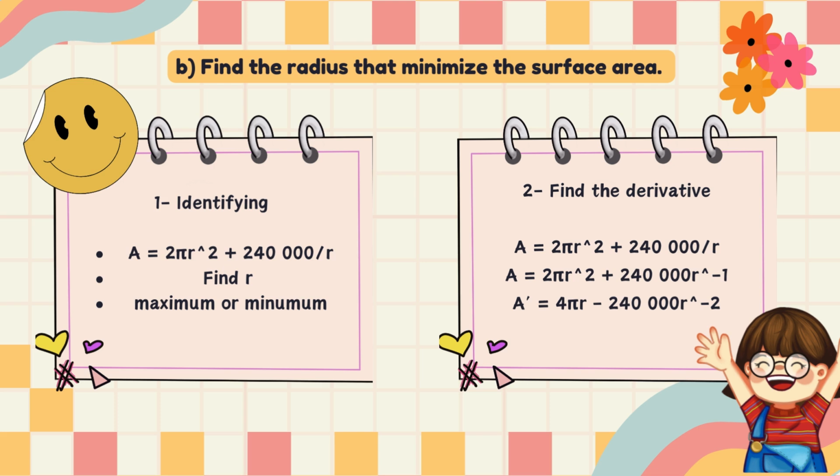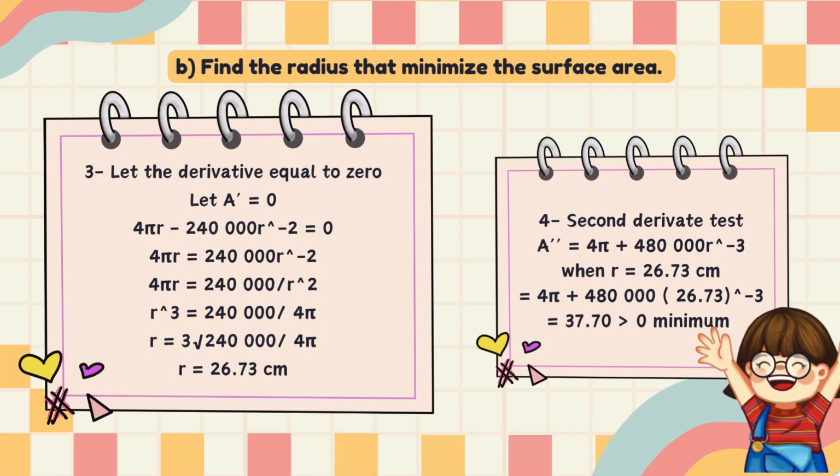The second step is to find the derivative. We just need to differentiate A, and we get A prime, which is 4 pi r minus 240,000 r to the power of negative 2. Step 3. Let the derivative equal 0. We just put the A prime equation equal to 0 to find the value of r. So, the value of r is 26.73 cm.